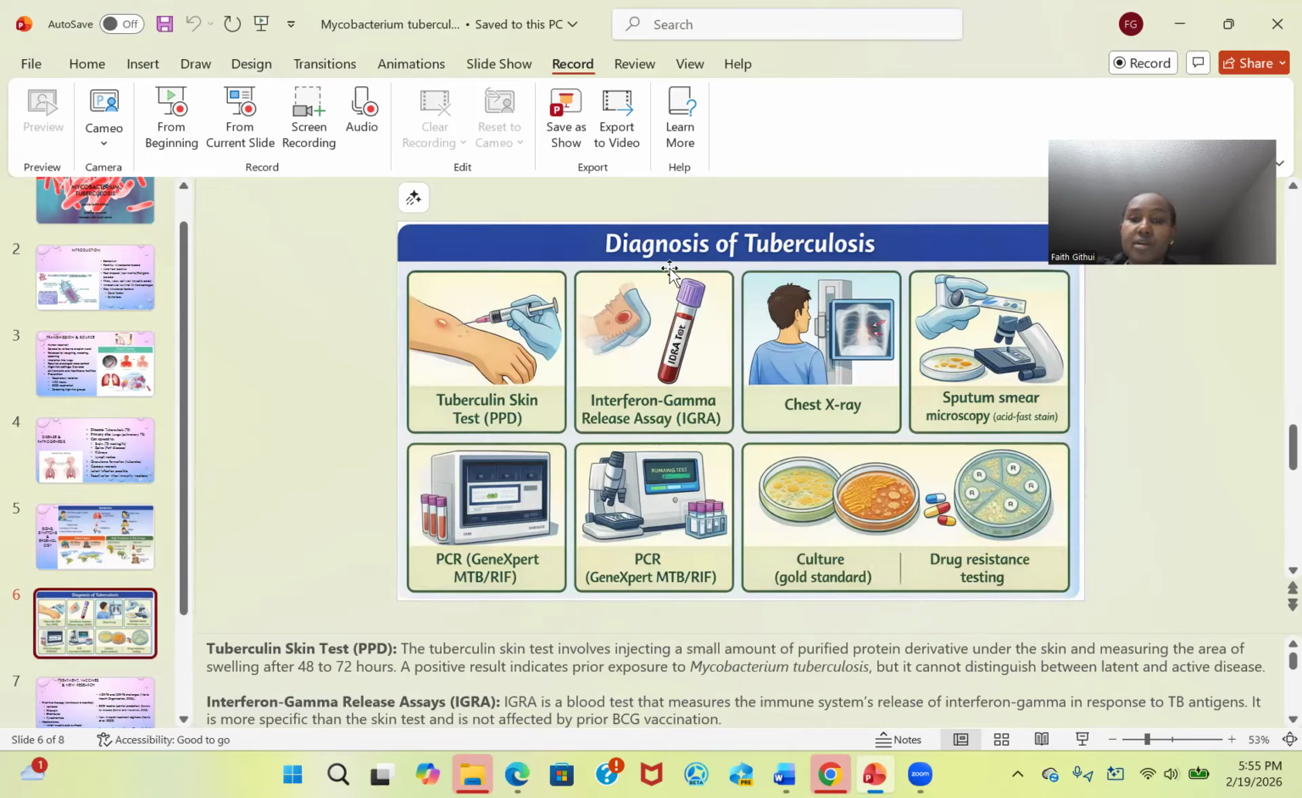And how do you diagnose tuberculosis? There are several ways to do it. There is the tuberculosis skin test, PPD, interferon gamma release assay, IGRA, chest x-rays, sputum smear, PCR.